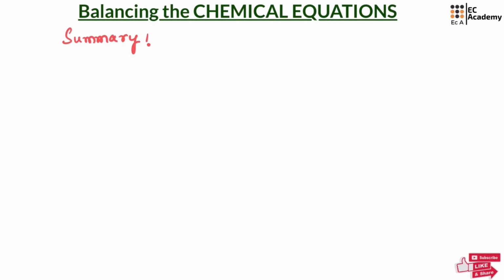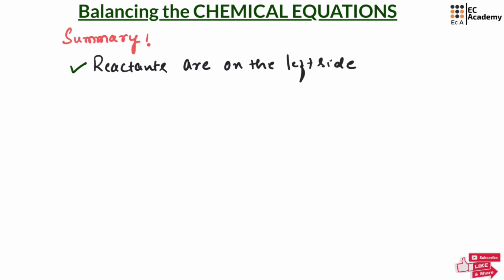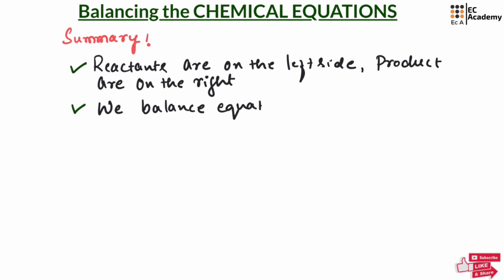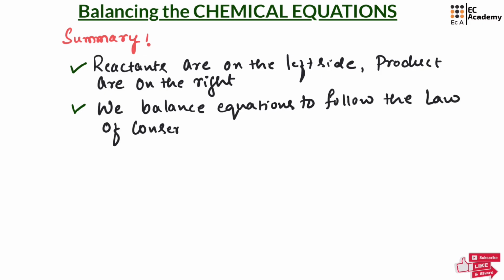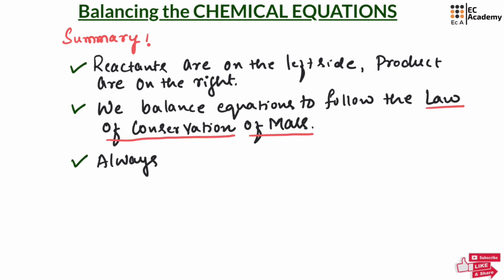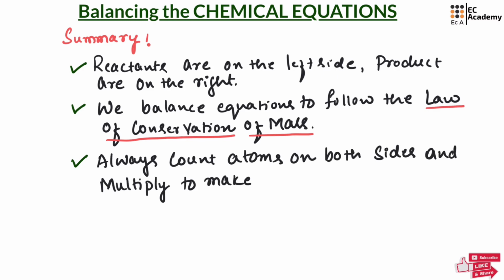So, let us quickly revise. Reactants are on the left side and products are on the right side. We balance equations to follow the law of conservation of mass. Always count atoms on both sides and multiply to make them equal.